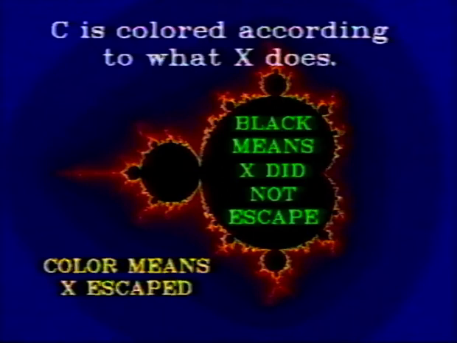c is colored according to how fast x escapes, and results in the picture called the Mandelbrot set. Where x does not escape, the picture is colored black. The Mandelbrot set contains a wealth of beauty and detail in the border where the areas of black and color intermix in an infinite frenzy of order and chaos.